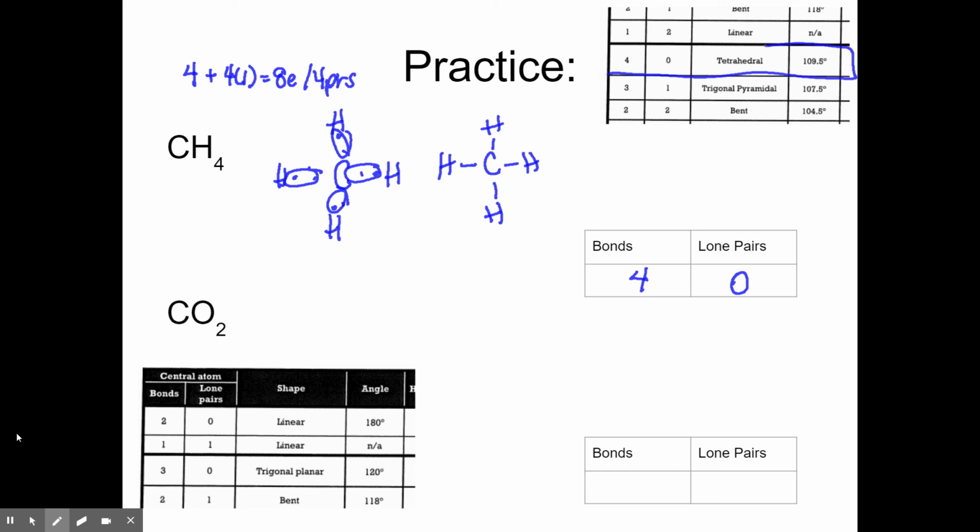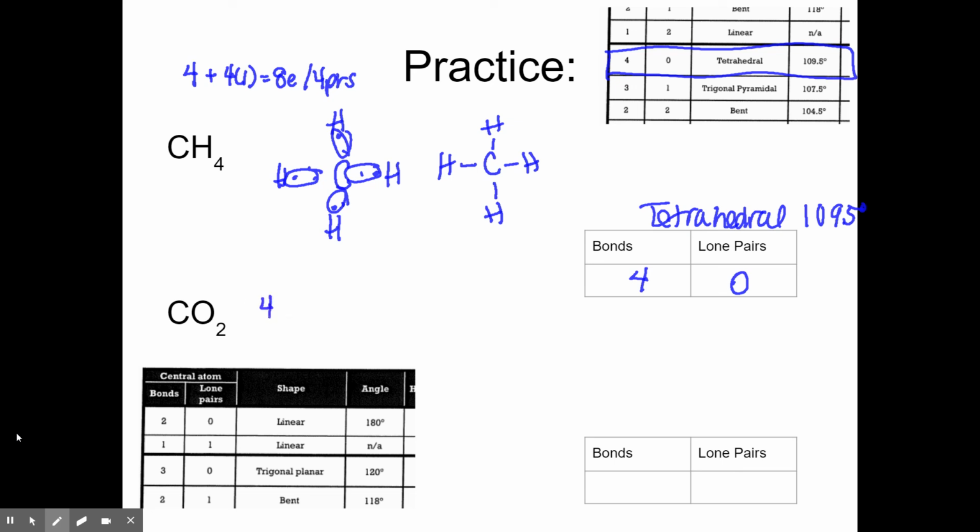That gives me tetrahedral, which is 109.5. Finally, we have CO2.